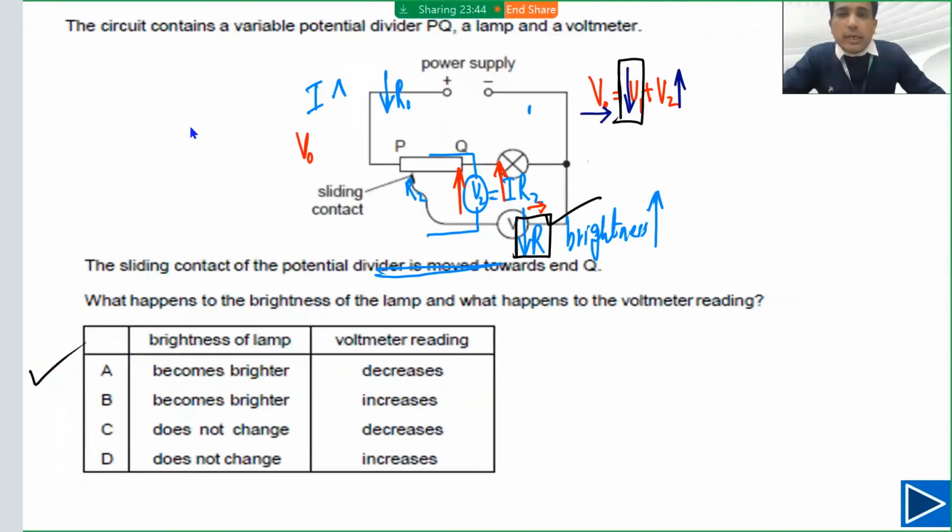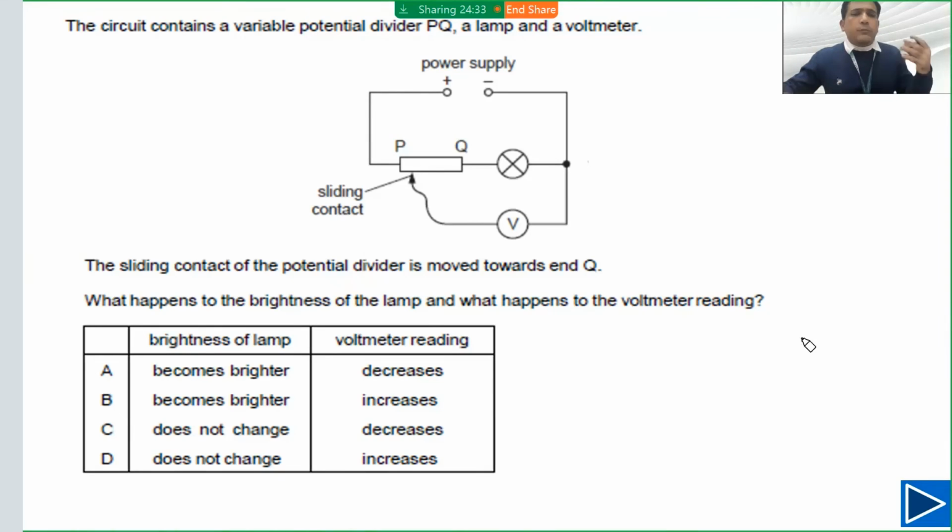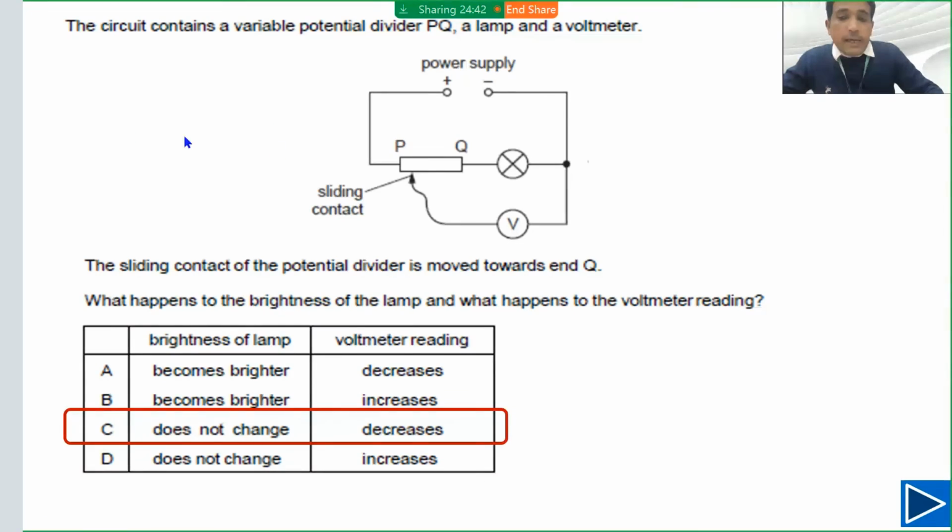Let's move on to the next one. Beautiful question, very nice question on potential divider. Do this one by yourself first, and then I will explain. If you have done wonderfully, great. If you're still struggling, you can listen to my explanation and improve yourself. The answer for this question has to be C. Let me explain why the answer is C.